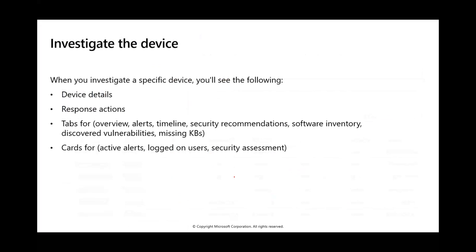There are different tabs also, like overview, alerts, timeline, security recommendations, software inventory, discovered vulnerabilities, and missing KBs. The overview tab will display cards for active alerts, logged on users, and security assessment. The Azure Defender card will display a high-level overview of active alerts related to the device and their risk level if we have enabled the Azure ATP feature.